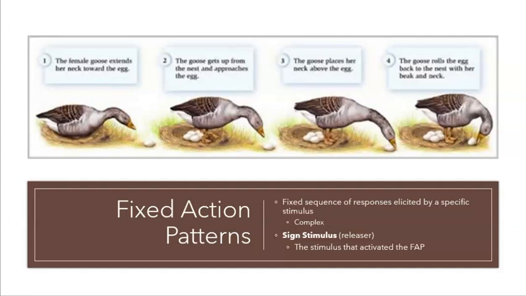Now, one of your questions on the quiz was to come up with your own example of a fixed action pattern. Your textbook talks about dogs getting ready to play. They do front paws wide, they bend down, butt in the air, that kind of fixed action pattern. So again, I want you guys to think about what are some examples.